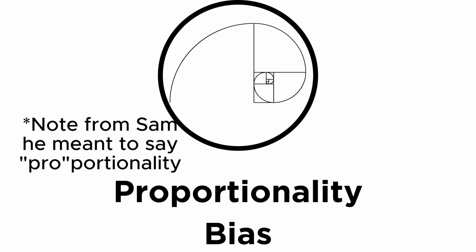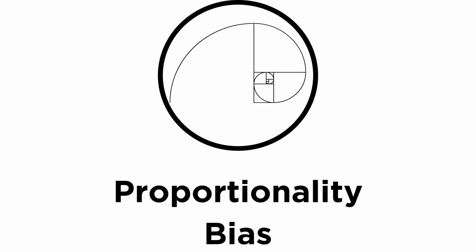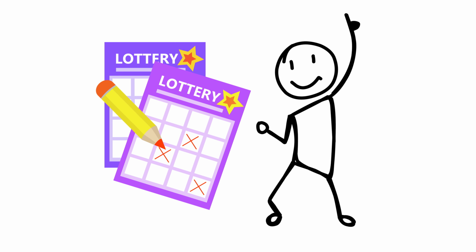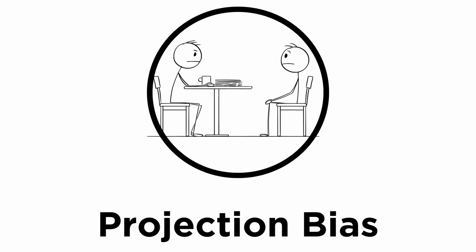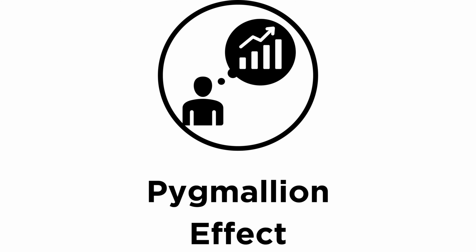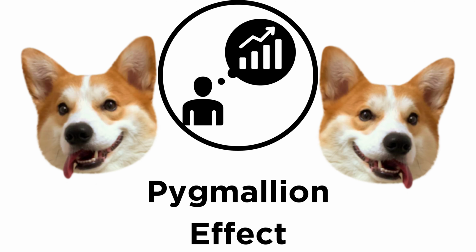Proportionality bias is the tendency to believe there is a direct relationship between the size or importance of an event and the likelihood or impact of it happening. Winning the lottery would be awesome, but it doesn't make it more likely. Projection bias is assuming that others share our beliefs, attitudes, and values. Pygmalion effect is when higher expectations lead to an increase in performance. If you believe you're the big dog, you're more likely to be the big dog.